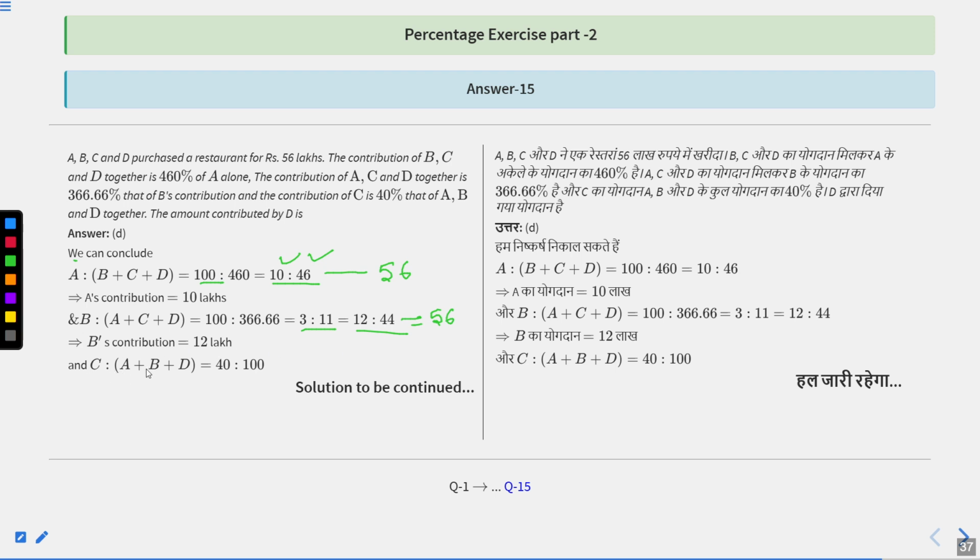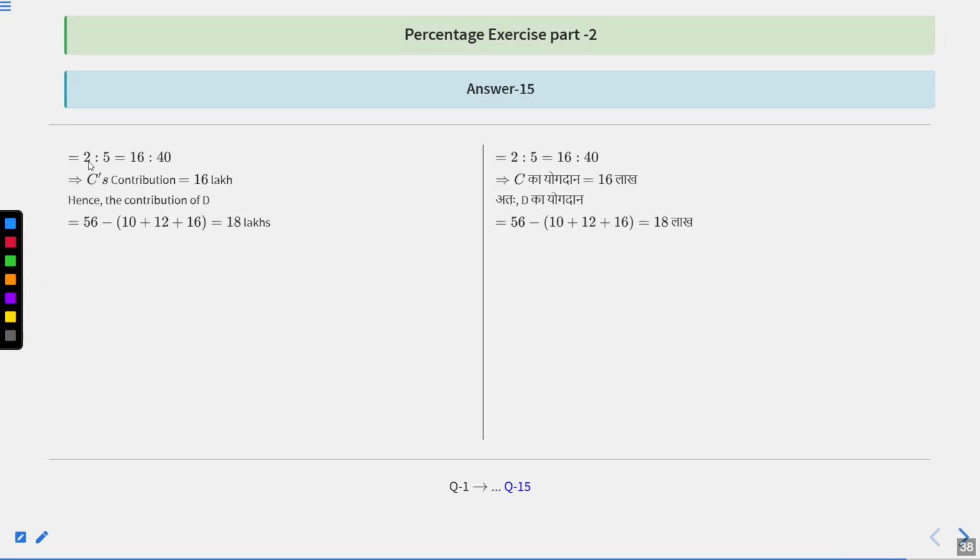And C ratio A plus B plus D is 40 ratio 100. So the ratio will become 2 ratio 5. When we make it 56, it will become 16 ratio 40. Okay. So C's contribution will be 16 lakh. Hence the contribution of D is 56 minus 10 plus 12 plus 16, which is 18 lakh. Okay. So the answer will be 18 lakh.